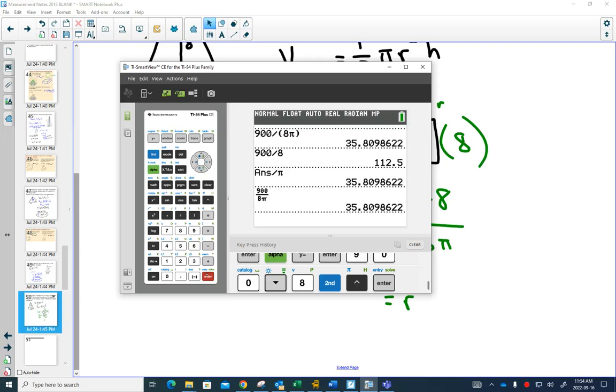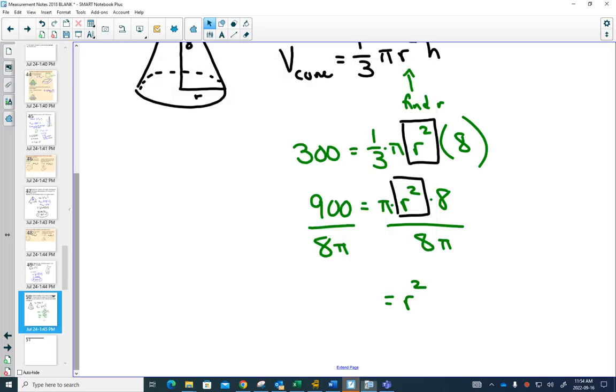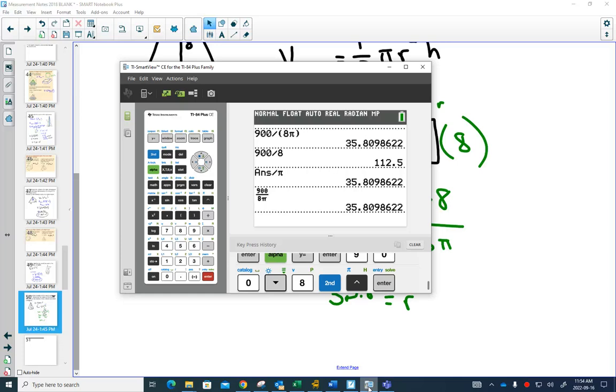So when you're dividing by more than one thing on most calculators, you're going to need to put brackets around that to tell your calculator to do it in the order you want, not order of operations, where it does one first, then the other one. So we have 35.8. That's equal, wow, there's the decimal. 35.8 is equal to r squared. How would I get r? I'd have to square root.